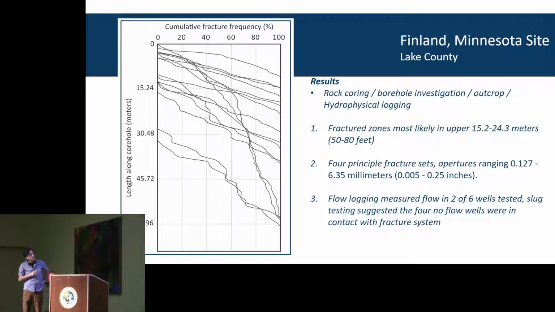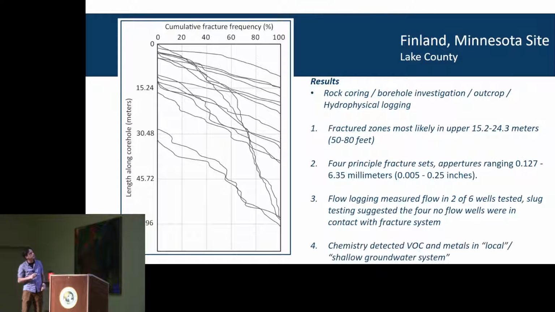And they did measure flow in 2 of those 6 wells, but then they went back and slug tested the 4 wells that had no flow. And they determined that those 4 wells that had no flow with flow logging were in contact with the fracture system. They just happened to be above the water table at the time of that work. So basically they're kind of draining this radial knob. So they went back and slug tested it and said, well, they are actually in contact with this fracture system.